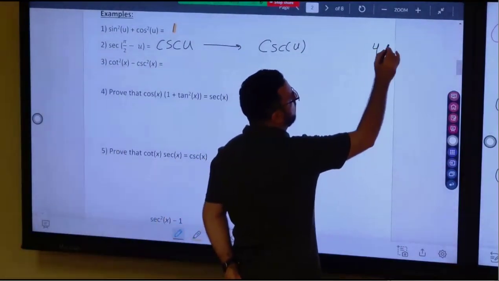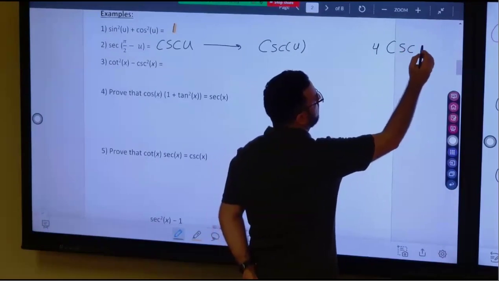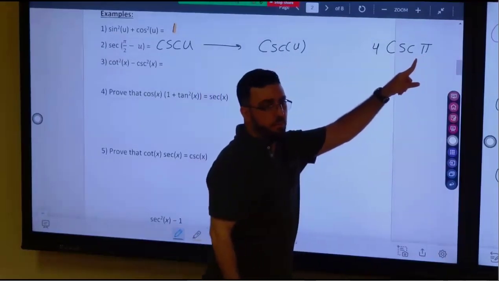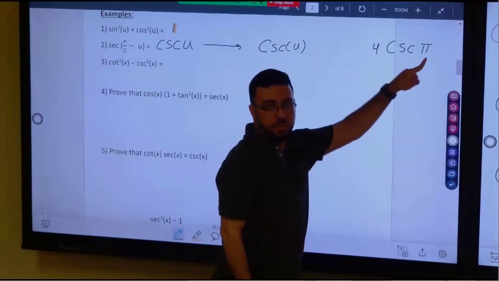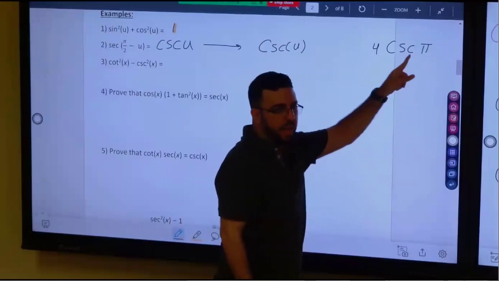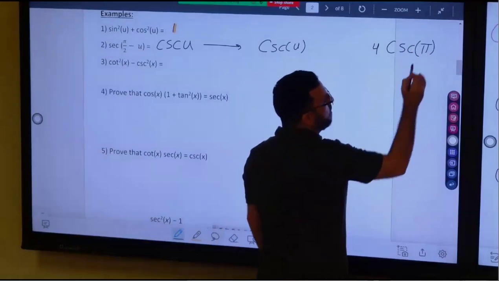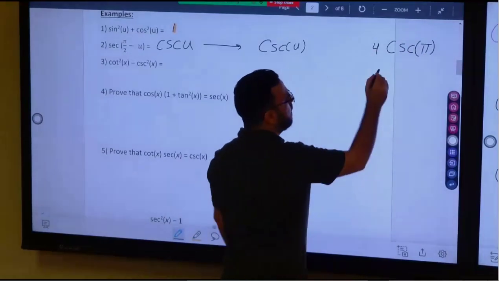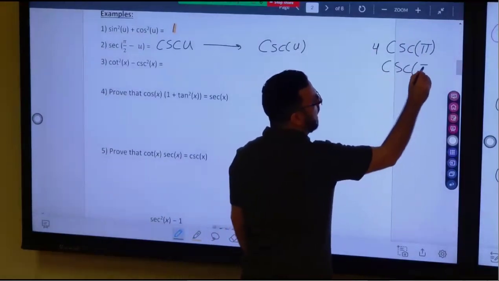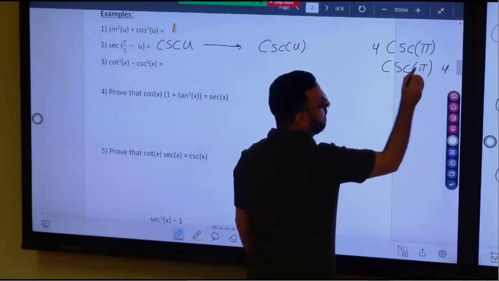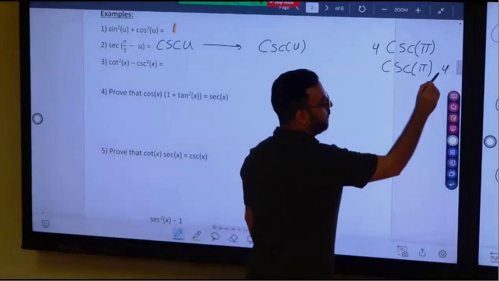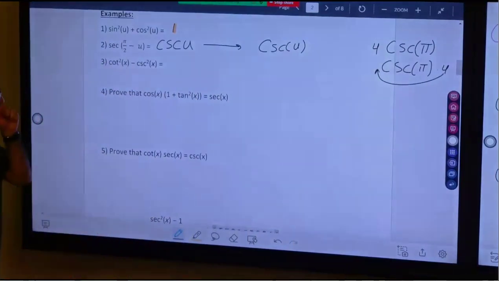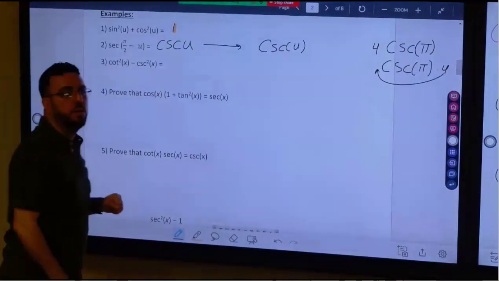if I have 4 cosecant pi, can I multiply 4 with the pi? No. Why? 4 is a number, pi is what? The angle for the cosecant. That's why sometimes they put in parentheses, so they say, okay, 4 I can't multiply with the pi because it's an angle. The same thing if you have cosecant pi times 4. Can I multiply 4 with the pi? No, because 4 pi is an angle, 4, you can write down here. You got it?